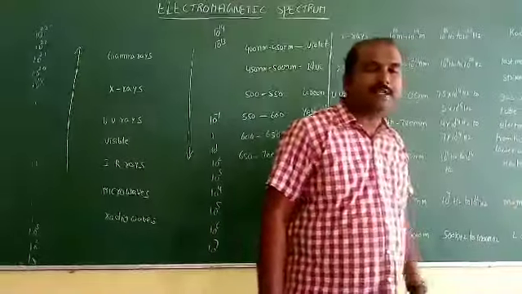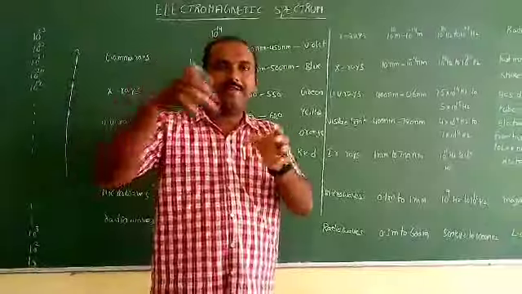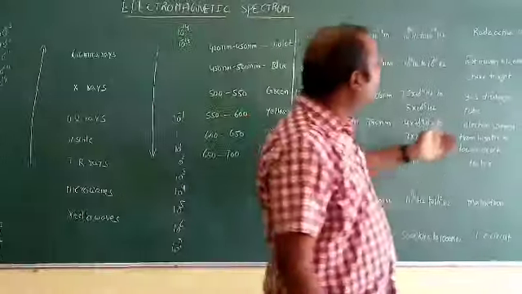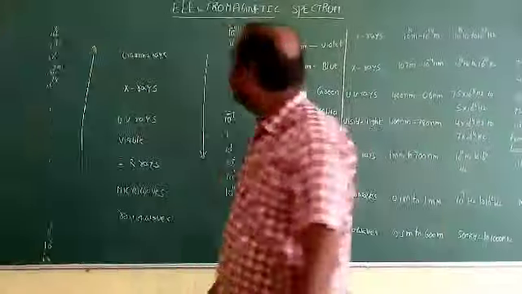Now, how are these X-rays formed? When fast moving electrons strike a heavy metal, in such a condition, X-rays are formed. It was discovered by Röntgen.